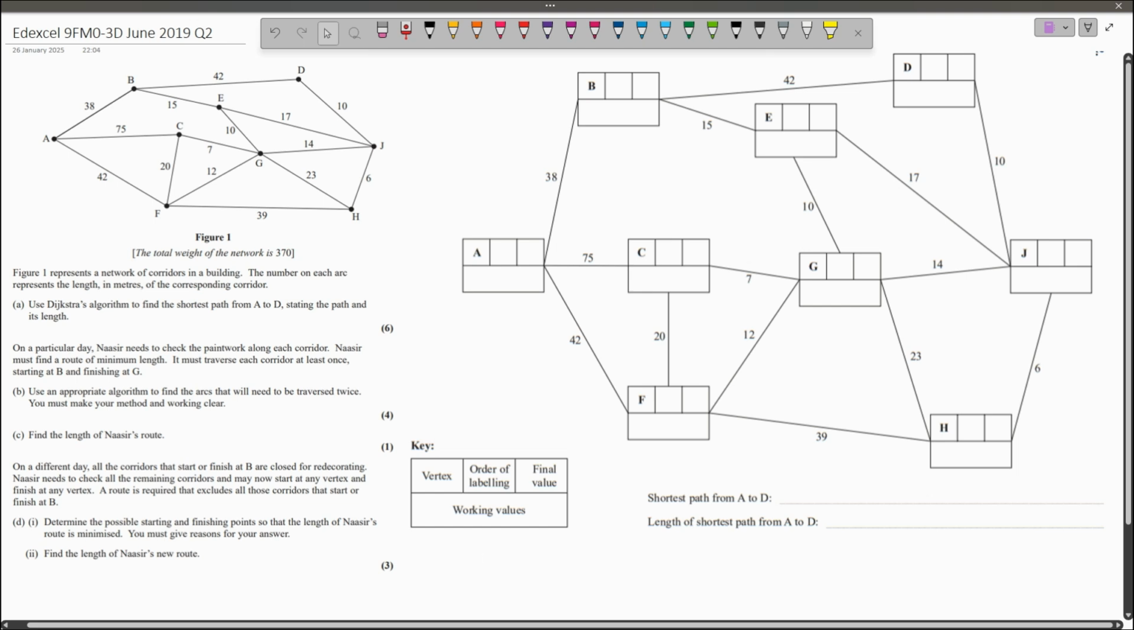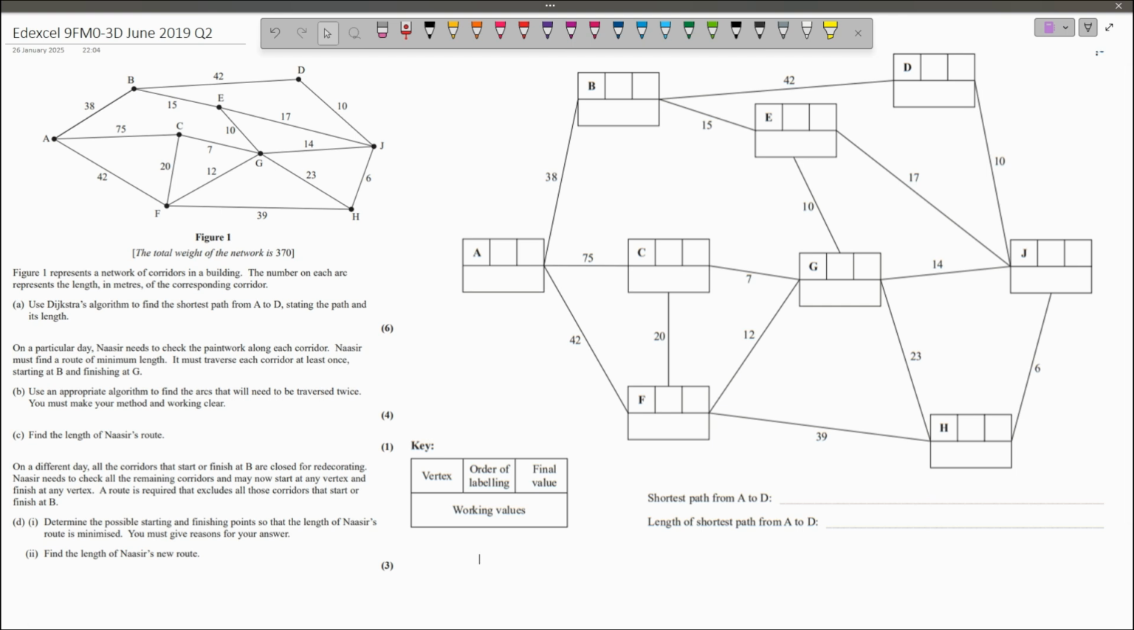Hello and welcome to this video where we attempt question 2 from the June 2019 Edexcel Decision Maths paper. In this question, we've got figure 1 representing a network of corridors in a building. The number on each arc represents the length in meters of a corresponding corridor. And we're asked to use Dijkstra's algorithm to find the shortest path from A to D. We want to state the path and its length.